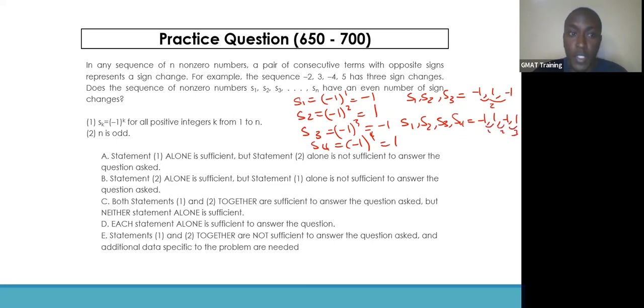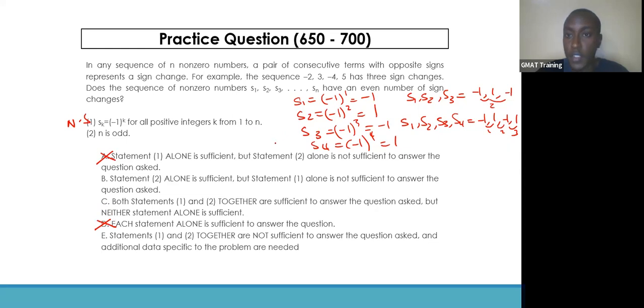That's an odd number. So we don't have the value of n, and the value of n is really needed so that you can determine if it's odd or even for the number of sign changes. And therefore statement 1 is not sufficient. A is out and D is out. Now we have n equals to odd.